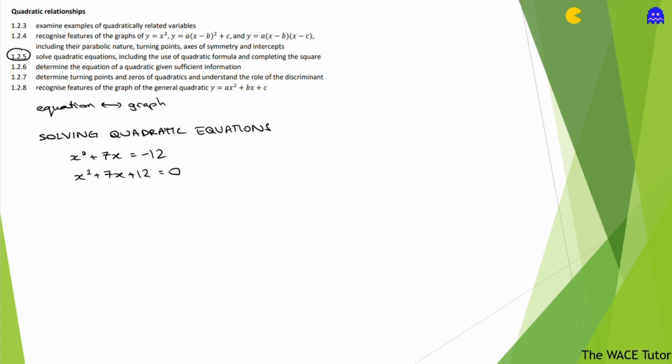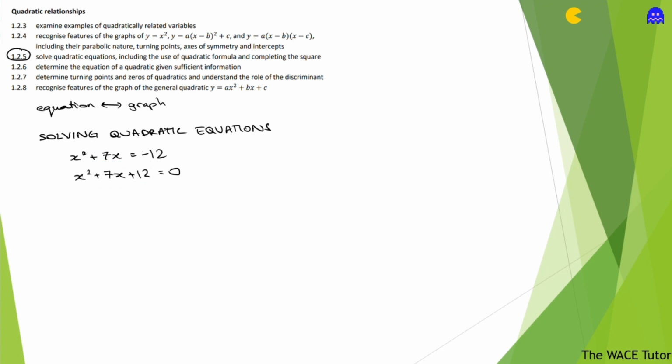And so now we've got our equal to 0, and we can use the null factor law. We can write this as a product, as we saw in the root form, of two different linear factors. So that is like an x minus p and an x minus q. And the way we can do that is by factorizing.